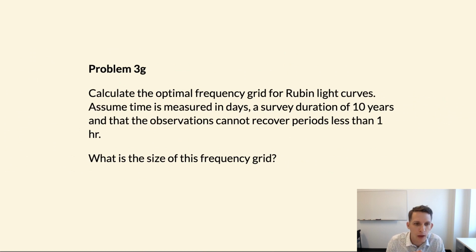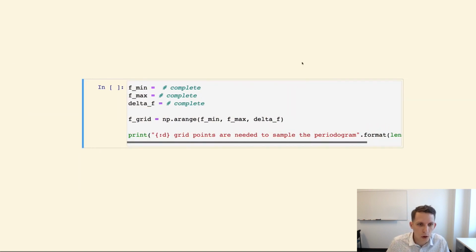Okay, so now for our final problem, let's figure out what the optimal frequency grid is going to look like for Rubin light curves. We're going to assume that time is measured in days, the survey runs for 10 years, and that the observations cannot recover periods less than 1 hour. So ultimately, what is the size of our frequency grid? Our minimum frequency is just 1 over the duration of the observations, so that's 1 over 10 times 365. Our maximum frequency, as we said, corresponds to 1 hour, which in days is 1 divided by 24. And then we want delta f to just be f_min, or 1 over capital T divided by 5. So now we can figure out what our grid should be for Rubin Observatory and how many points are going to be in that grid.